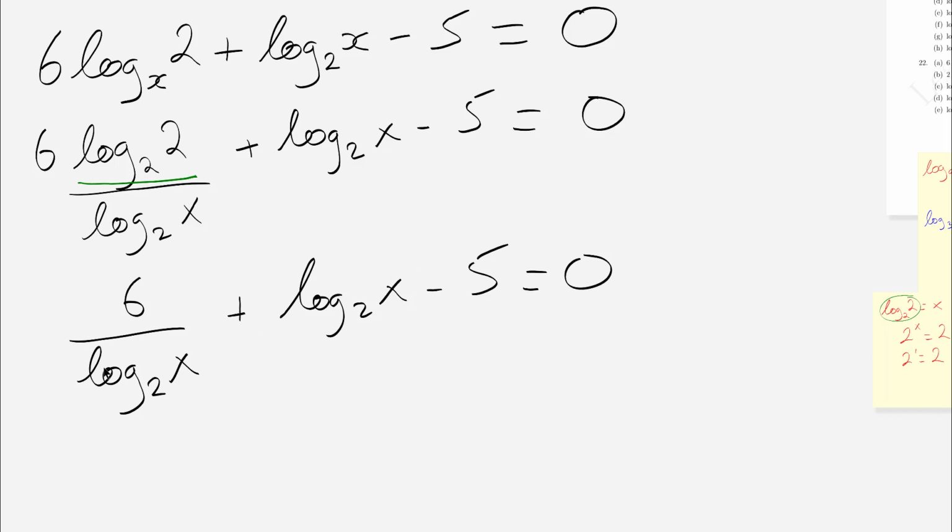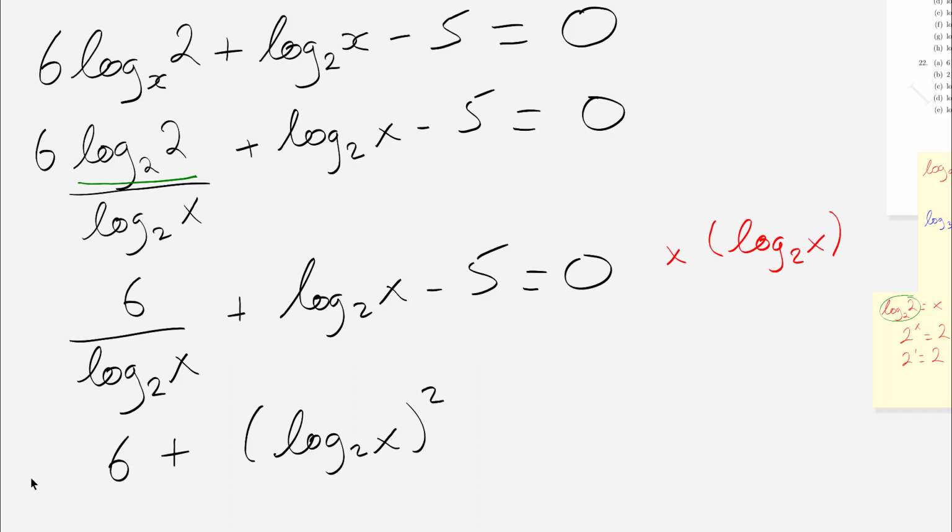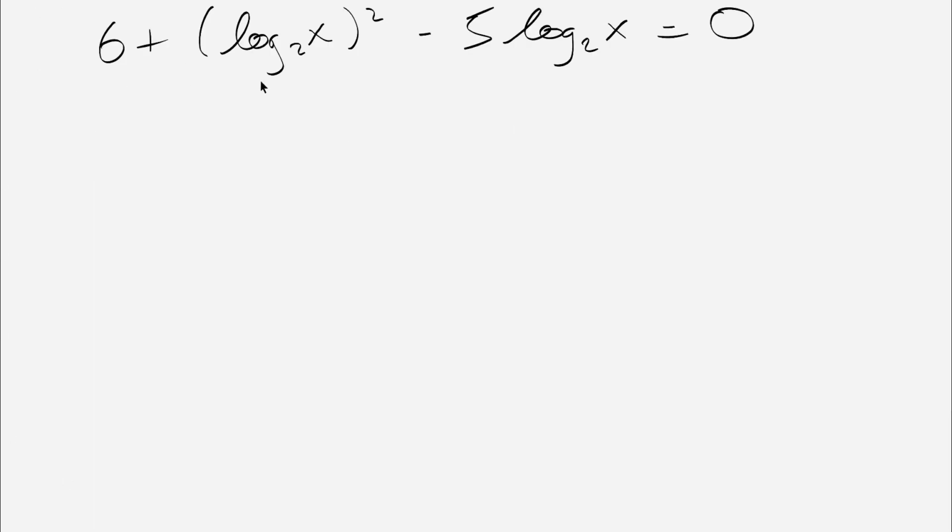So I know to get rid of fractions, I multiply by the denominator. So I'm going to multiply the whole line by log to the base 2 of x to get rid of the log to the base 2 of x below the line. When I do that, I will get 6 plus log to the base 2 of x, all squared, minus 5 times log to the base 2 of x is equal to 0. So I've gotten rid of my fractions, and now I have a logarithmic equation all on one line.